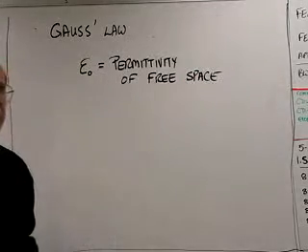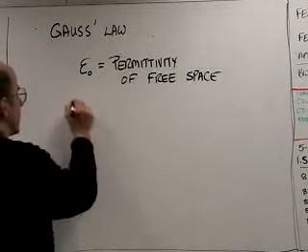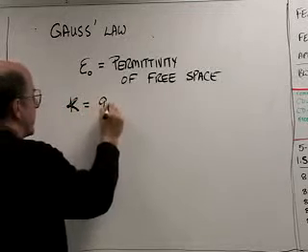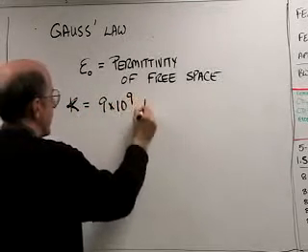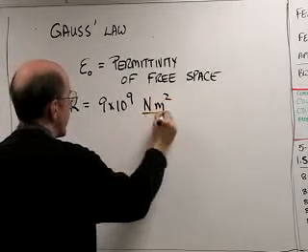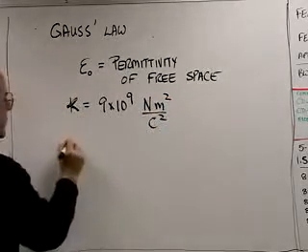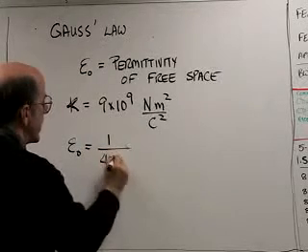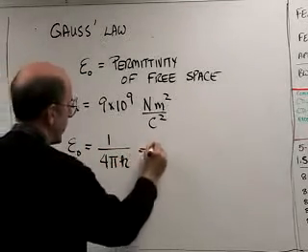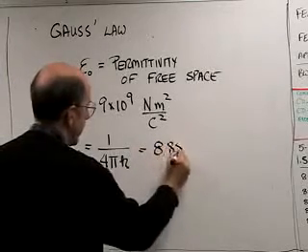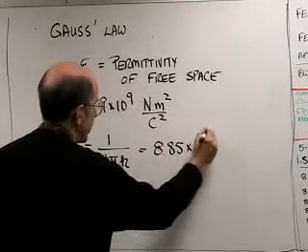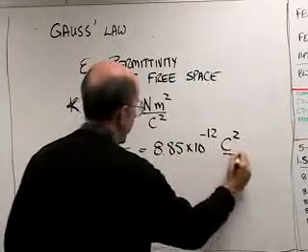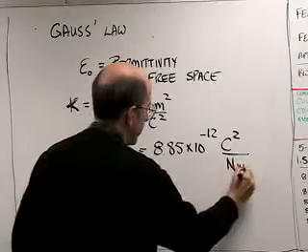You remember that when we talked about Coulomb's law, we talked about this constant K, which is equal to 9 times 10 to the 9th newtons meter squared per coulomb squared. Well, epsilon 0 is defined to be 1 over 4 pi K, and it's equal to 8.85 times 10 to the minus 12, and it should have units of coulomb squared per newton meter squared.